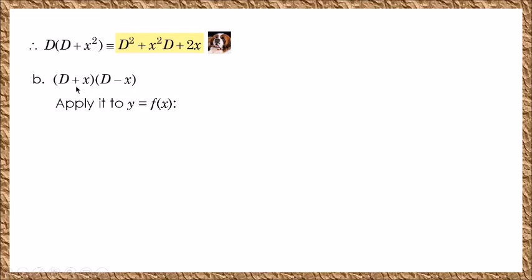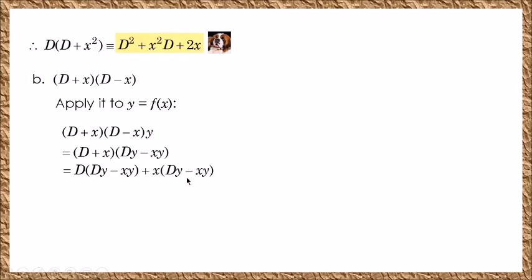Letter B, D plus x times D minus x. So let's apply it to a function y equals f of x. So D plus x, D minus x applied to y. So first we apply D minus x to y. So D applied to y minus xy. Then we apply D plus x to this difference. So D applied to y minus xy plus x times D applied to y minus xy.